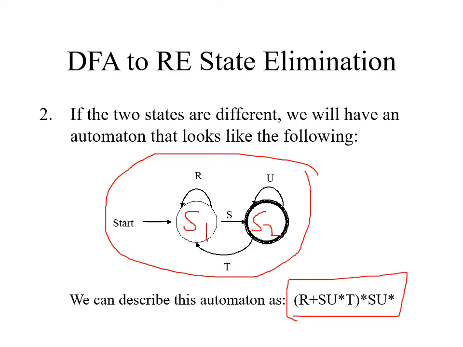How do we get it? There is a loop of R here, so we get R asterisk plus S U asterisk T, then the whole asterisk, then S U asterisk. This means S is mandatory from S1 to S2, and from S2 to S1 T is mandatory. Why? Because if we transit from one state to another, definitely we need some input.